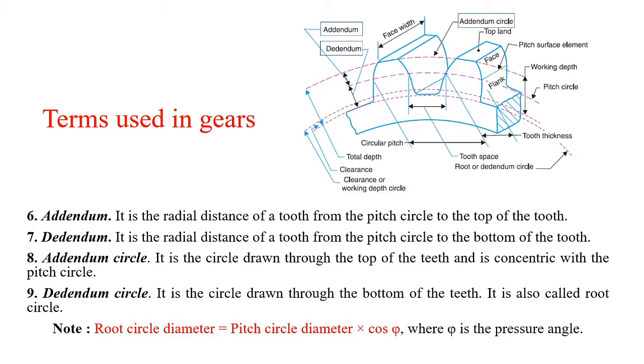Next, dedendum circle. It is the circle drawn through the bottom of the teeth, and it is also called the root circle, also represented by that square block in this diagram, root circle or dedendum circle. Next, one relationship is there between the root circle diameter, that is the dedendum circle diameter, and the pitch circle diameter, represented here.